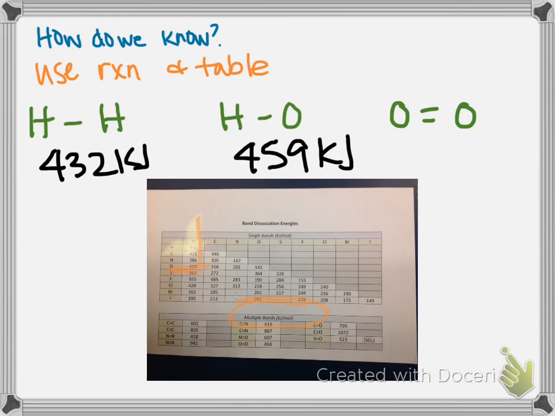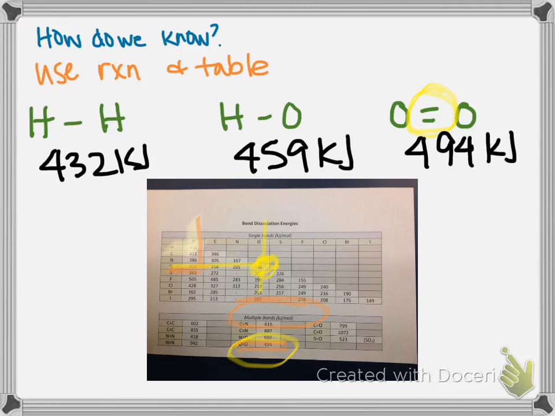Finally, I wanted to point out the last one, because it's the only one that has a double bond. Down at the bottom you see where it says multiple bonds. You can look those up right down there. So I would not go down to oxygen and over to oxygen here, because that's not a double bond. I would have to go down to my multiple bonds and use the oxygen-oxygen double bond. So my delta H for oxygen and oxygen is 494 kilojoules.